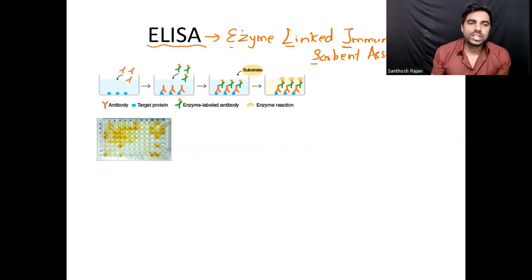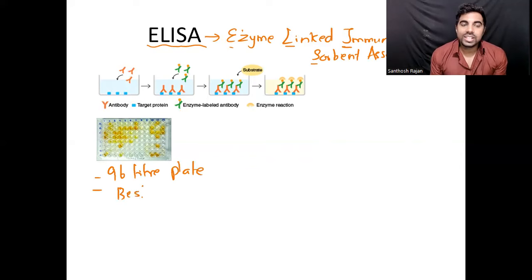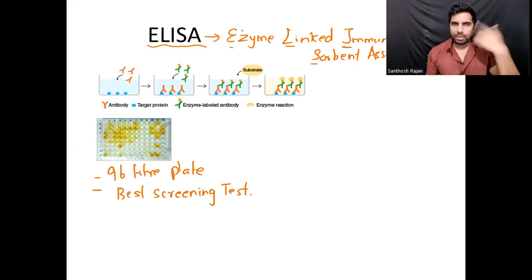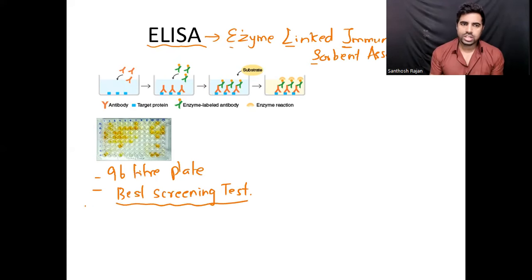This is basically a 96 well plate. Remember, there's a 96 well plate. ELISA is the best screening test. Best screening test for anything, especially HIV or hepatitis or any virus. For screening, the most commonly used test is this one, that's a question. The best screening is always ELISA.